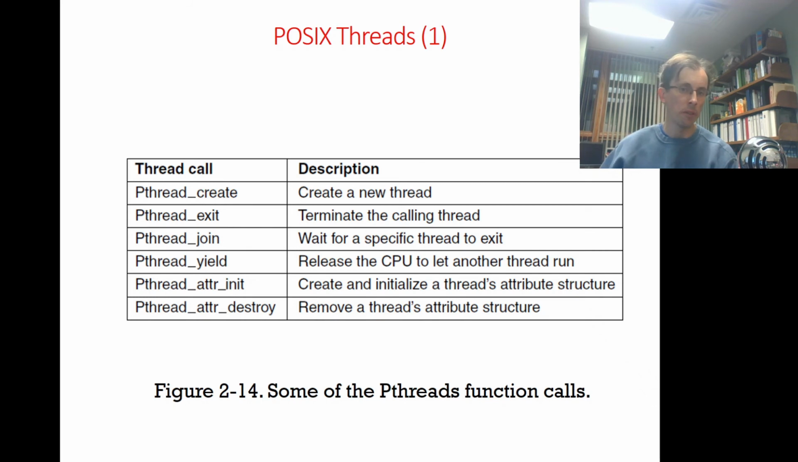So we have a thread creation system call, a thread exit, a join, where you wait for a specific thread to exit, and a yield, where you decide a thread can't make any more progress and you want it to give up its remaining quanta of runtime to another thread. And then these init and destroy attribute calls are about creating and removing attribute structures. This is all about changing properties of the thread during its runtime, right?